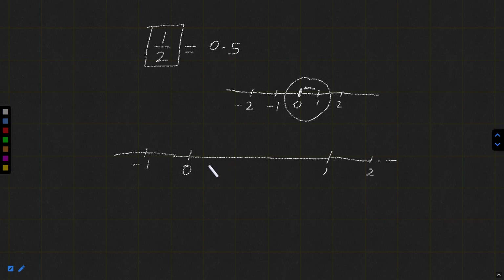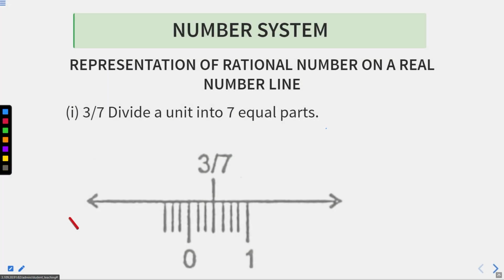This fraction says to divide the 0 to 1 region into two equal parts. How are we going to divide it? Just by putting one little small mark here, so it divides into two equal parts. Now we are considering only one part. So the one part is this, and we reach this point. This is our 1 by 2, the representation of half.